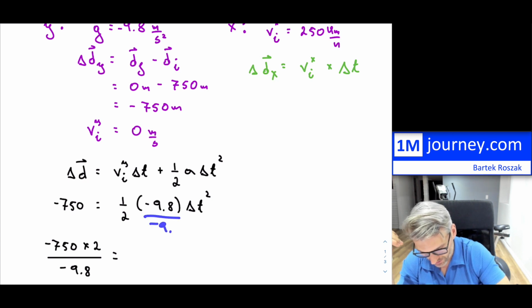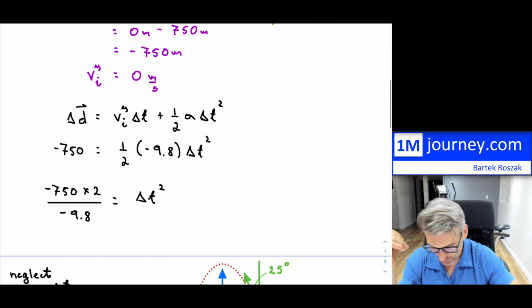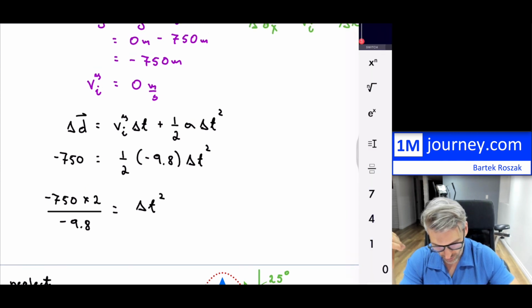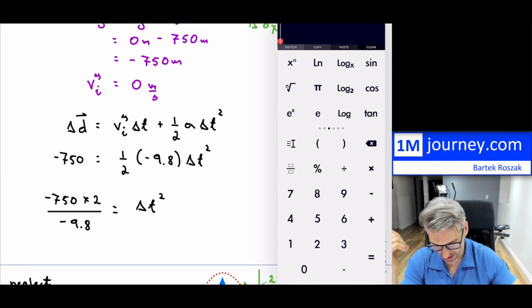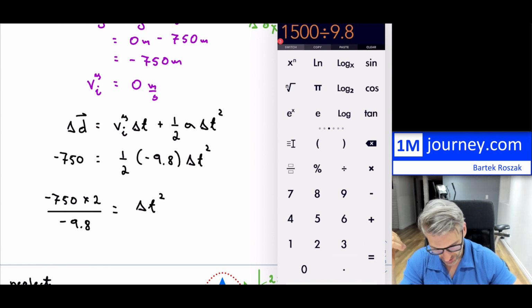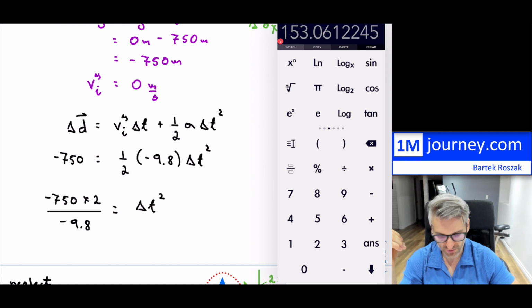If I divide by negative 9.8, then this would be canceled and it would just stay on the right hand side. And then of course I would have my delta t squared. So now I can find out what this is exactly. The negatives cancel, so those are gone. I have 750 multiplied by 2, which is 1500. And then 1500 divided by 9.8 is 153.